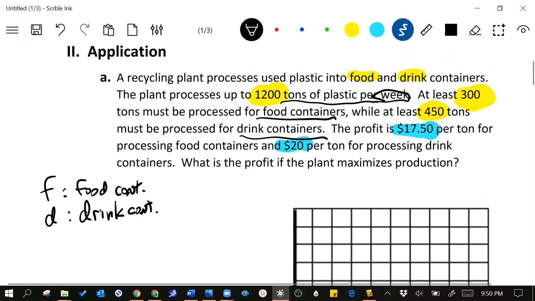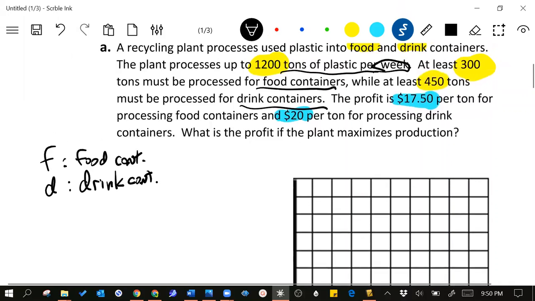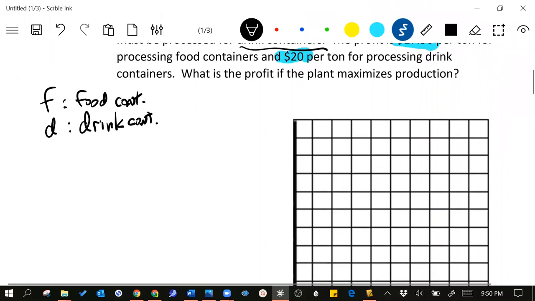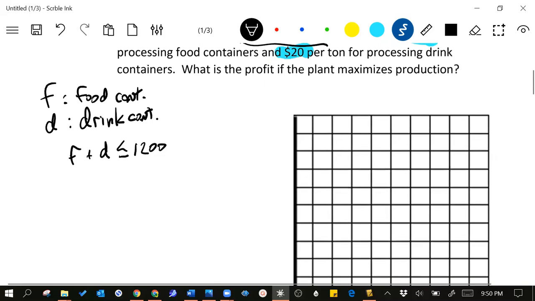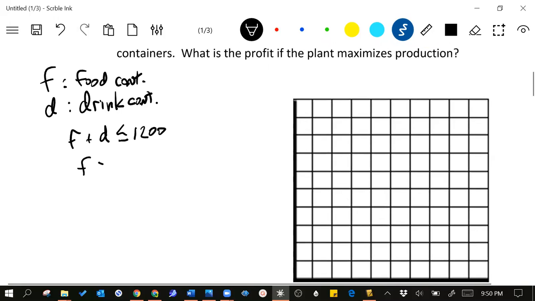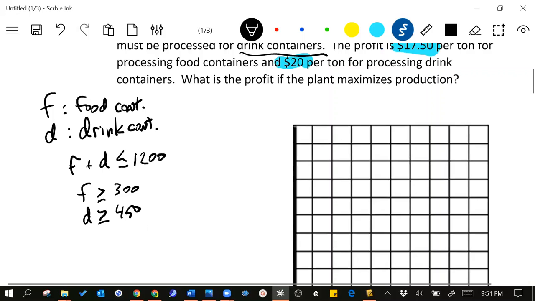Now, we know from the information here that together you have to come up to 1,200. So the amount of food containers processed plus the amount of drink containers processed has to be less than or equal to 1,200. We also know that the amount of food containers has to be greater than or equal to 300. At least that many means you can have that many or more. And then the drink containers is greater than or equal to 450. So what we have now are 3 inequalities.